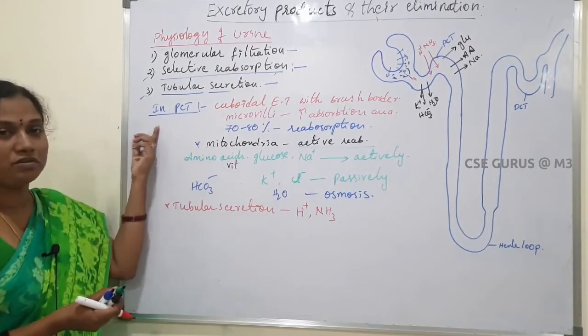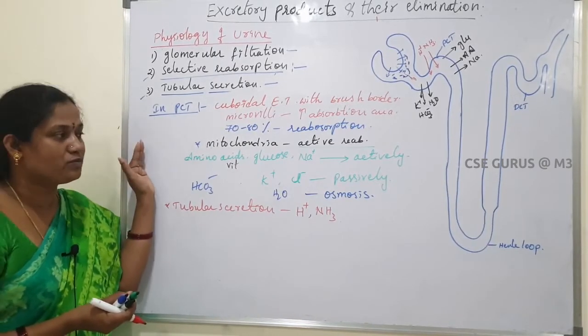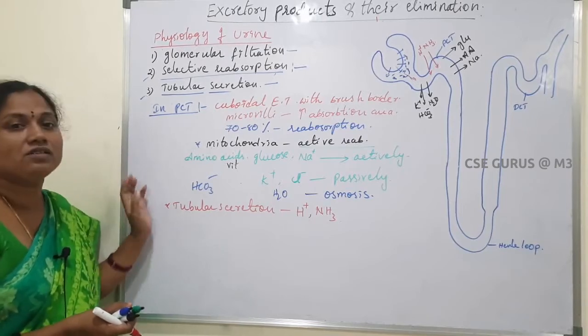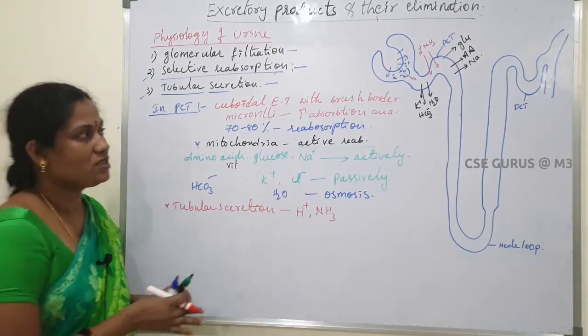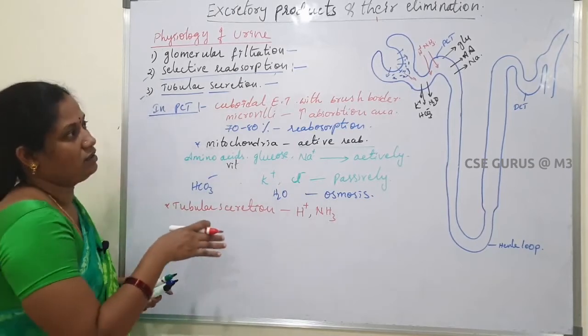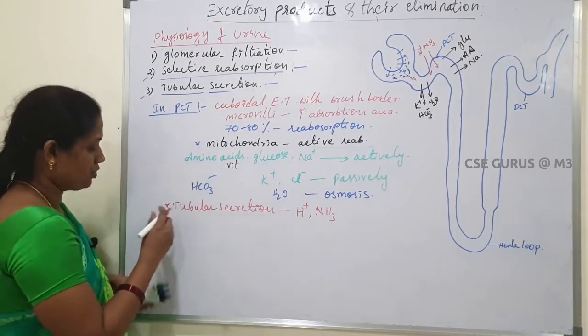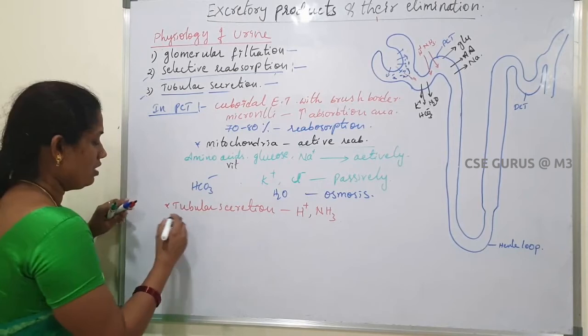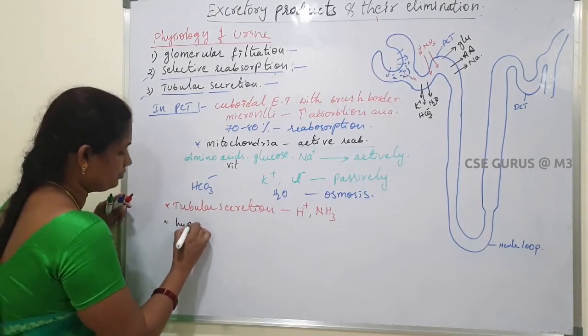Okay, so this is about selective reabsorption and tubular secretion in PCT. PCT is present in the cortical region. So mainly here the filtrate is hypotonic in nature.